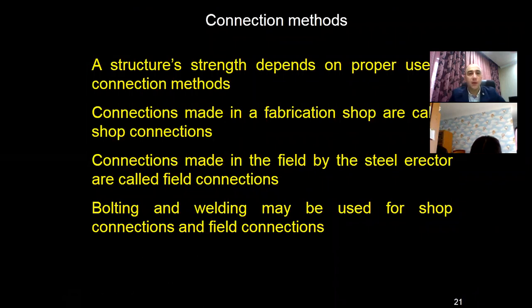Structure strength depends on proper use of connection methods. Connections made in the fabrication shop are called shop connections. It's easy, actually. A field connection is a connection created by the steel erector on the construction site. Bolting and welding may be used for both shop connections and field connections.